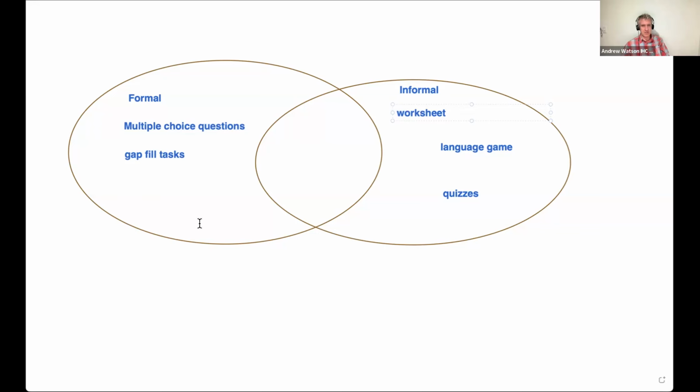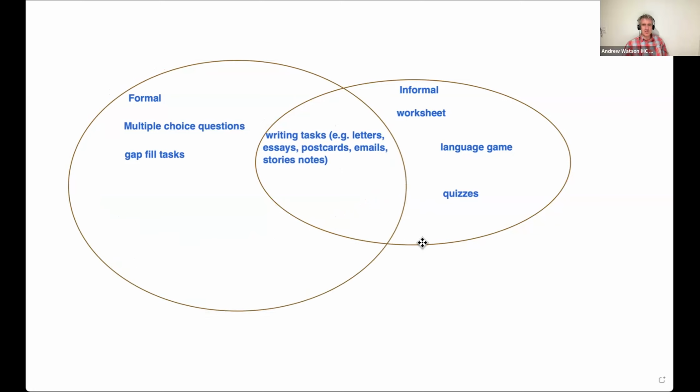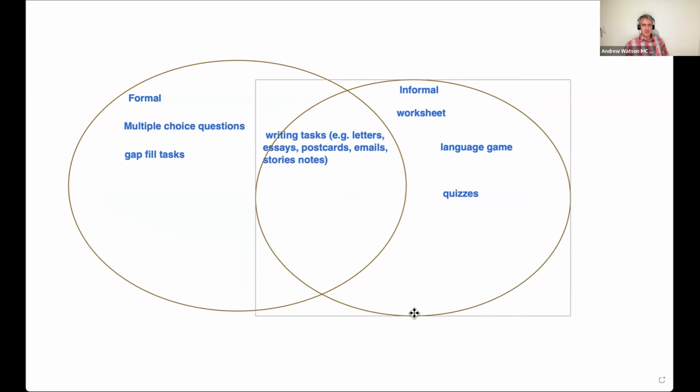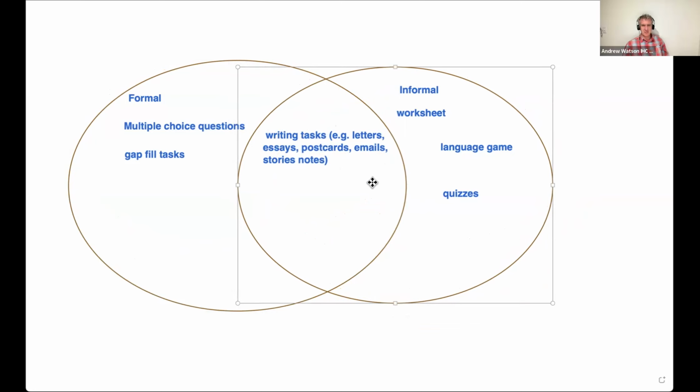How about some that could go in the middle? Yeah, like writing tasks. In some exams, like Cambridge exams, they have essays and emails that they have to write in the exam. But they could also be used informally in the classroom, couldn't they? To give the teacher a sense of how well the students are performing.